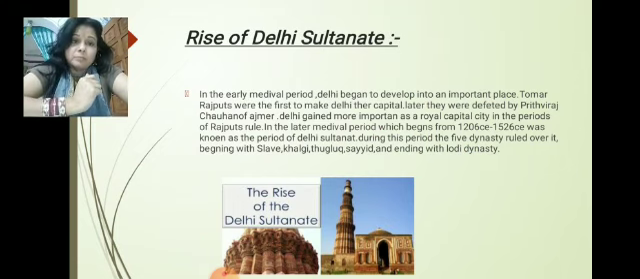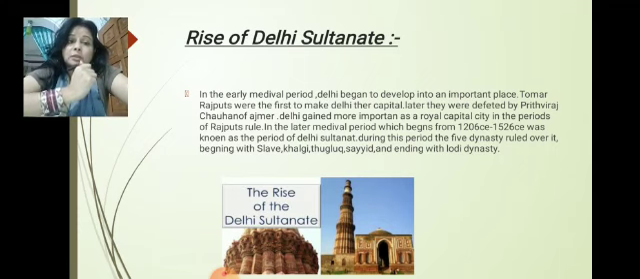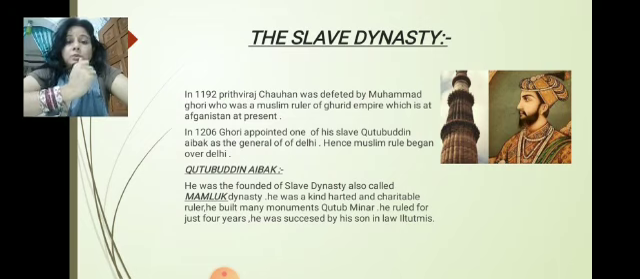In the early medieval period, children, Delhi began to develop into an important place. Tomar Rajputs were the first to make Delhi their capital. Later, they were defeated by Prithviraj Chauhan of Ajmer. Delhi gained more importance as a royal capital city in periods of Rajput rule. The later medieval period, from 1206 CE to 1526 CE, was known as the period of the Delhi Sultanate. During this period, five dynasties ruled, beginning with the Slave dynasty, Khilji, Tughlaq, Sayyid, and ending with the Lodi dynasty. So first we will go through the Slave dynasty.